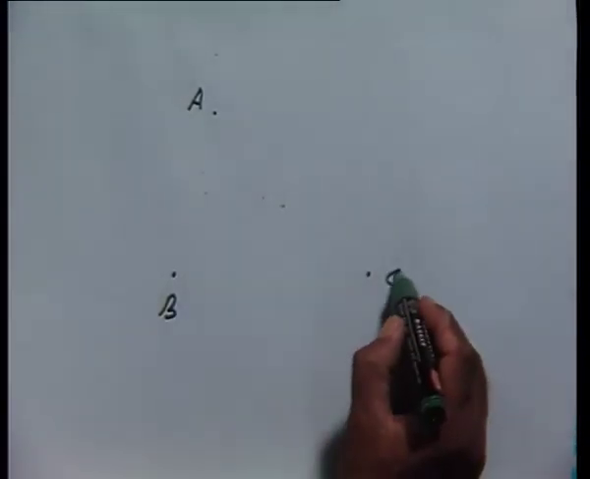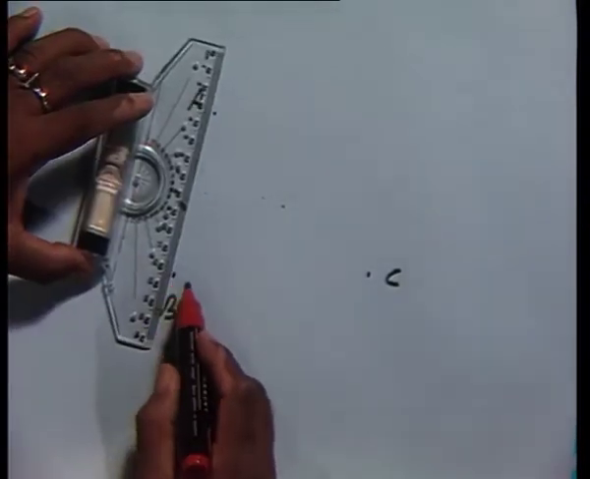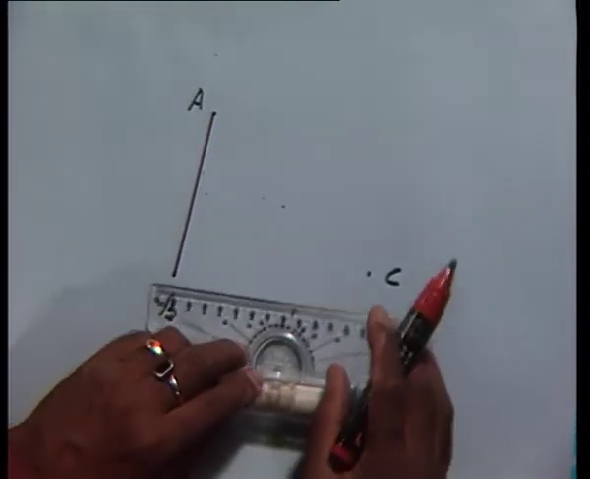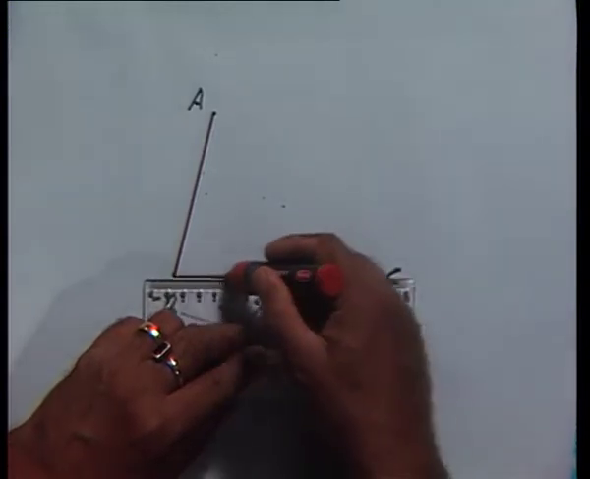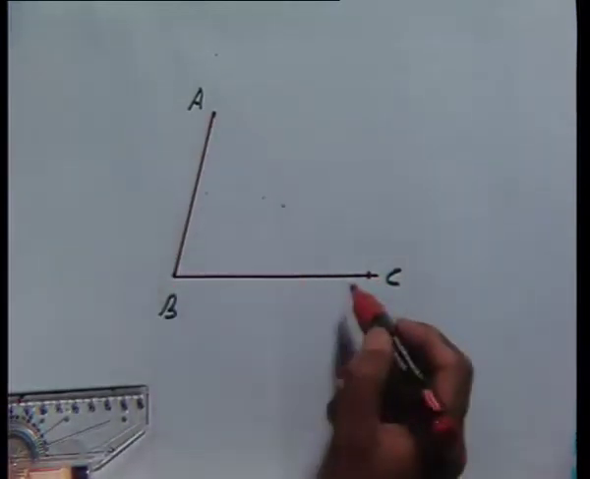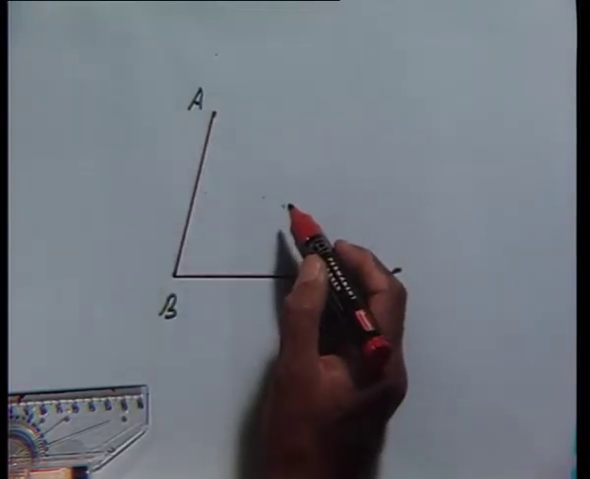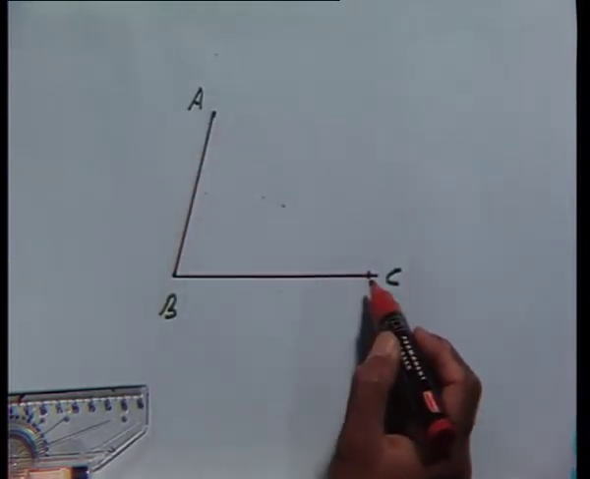If I want to draw a circle which is passing through all these three points, what do I have to do? I will have to only join these points, and after joining, I will have to consider these to be chords, because we are trying to draw a circle which is passing through these three points A, B, C. So the center, I just told you and we just saw, will be lying on the perpendicular bisector of this and also on the perpendicular bisector of this.